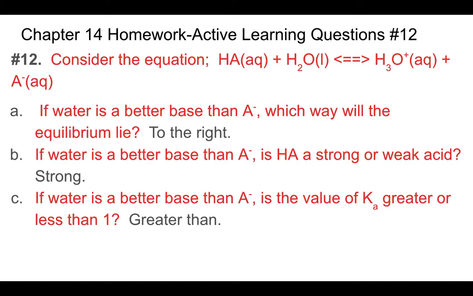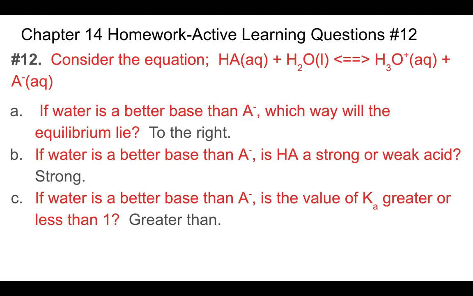Okay, I think we have one active learning question. It said, thinking about the equation HA plus water makes H3O plus plus A minus, if water is a better base than A minus, which way will the equilibrium lie? If water is better at taking H away from HA than A minus is at taking H away from hydronium, then this equilibrium will lie to the right.